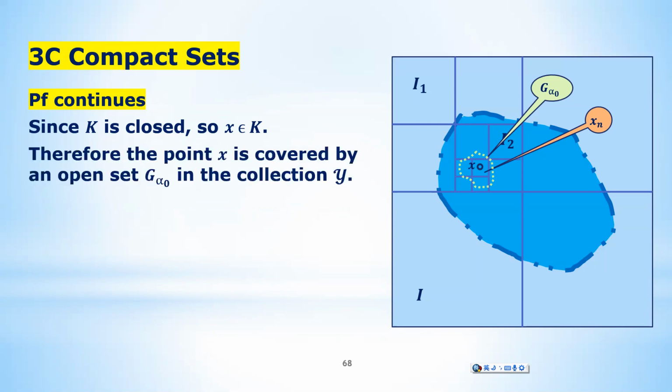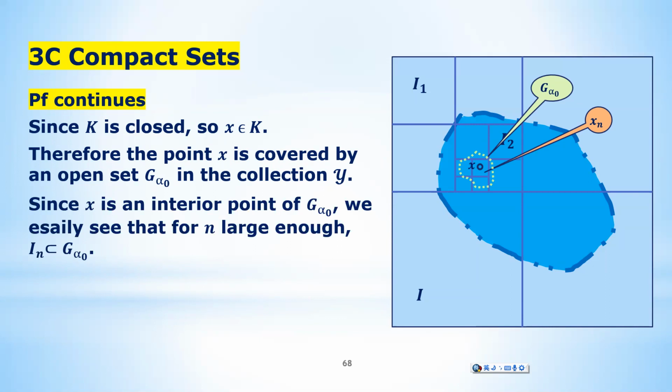Okay? Now, I know that K is covered by that family, and X is a special point in K. So X is covered by some open set in Y. This open set is called G alpha naught, okay? This set covers K, so it covers X. Since G alpha naught is an open set and X is a point inside G alpha naught, X is an interior point of G alpha naught. Therefore, you can easily see that when n is large enough, the In which contains X must be contained in G alpha naught.